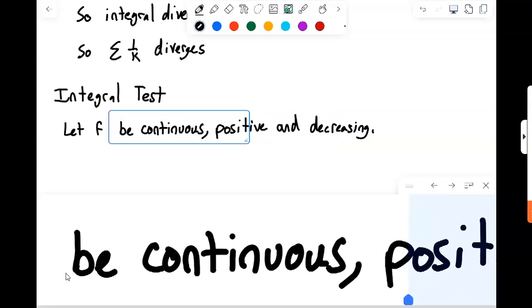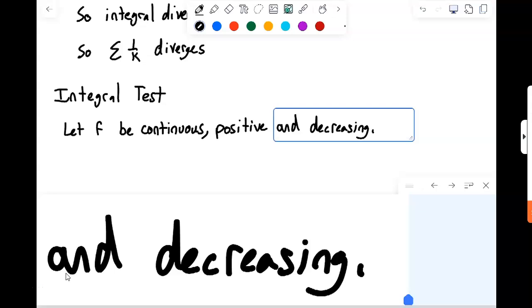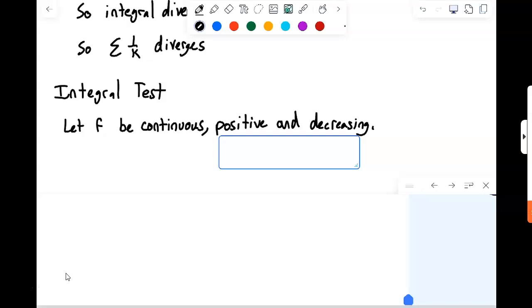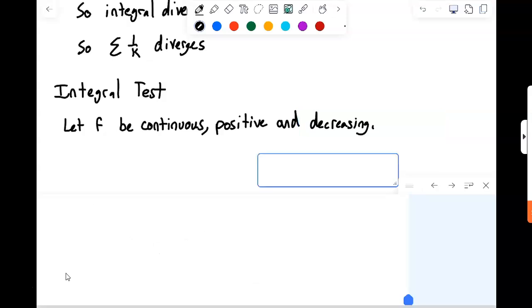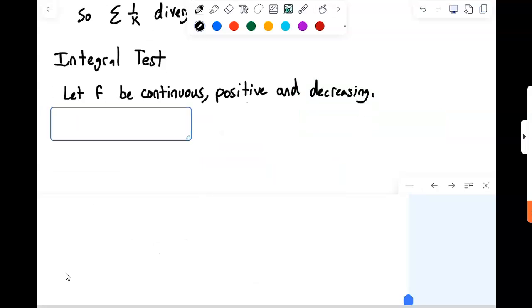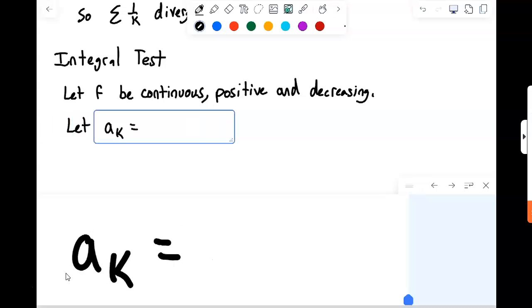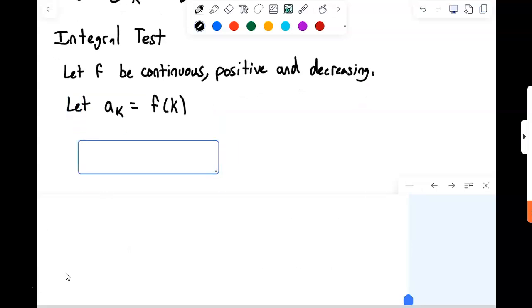It needs to be continuous, of course, but it needs to be positive and decreasing most of the time. Now, if early on for a few values it's negative and not necessarily decreasing, as long as it's doing it beyond a certain point, that's the important idea. Okay? So we say let a sub k be defined to be f of k. All right, so we're defining our sequence in terms of f of k.